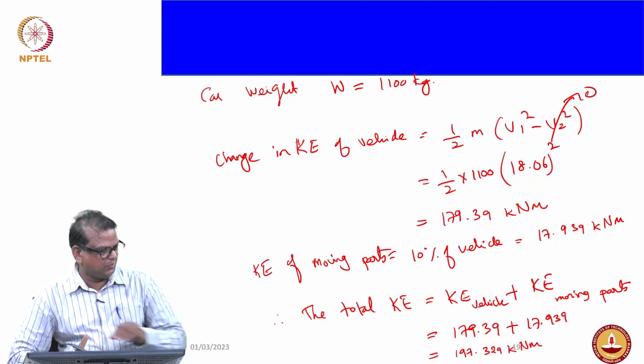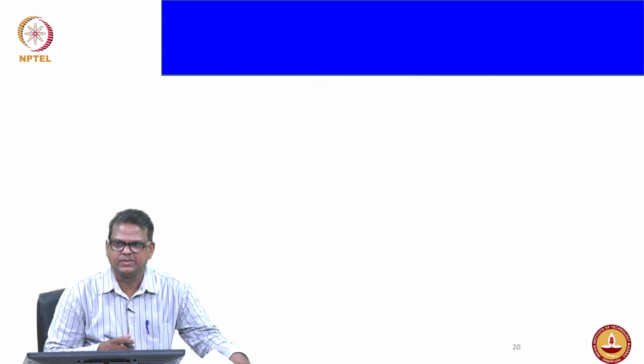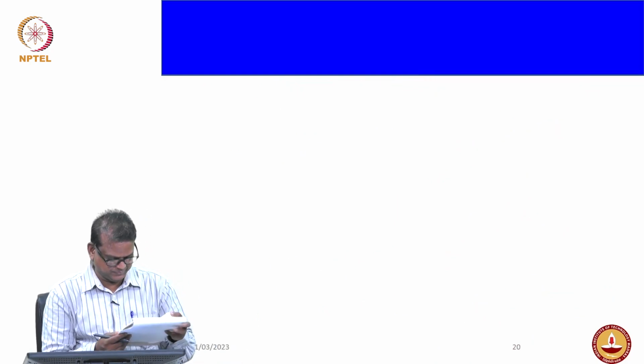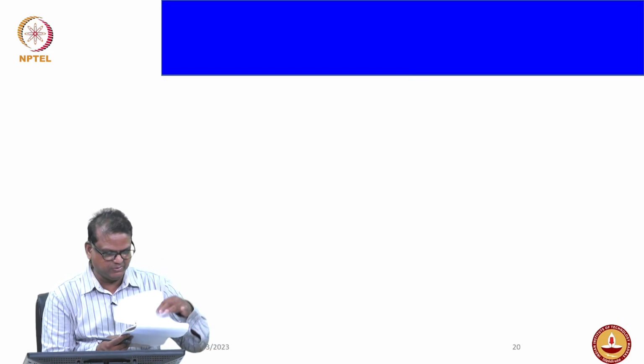Alright. So what was the question asked? They asked for the energy absorbed by each brake system. So energy absorbed by each brake system.